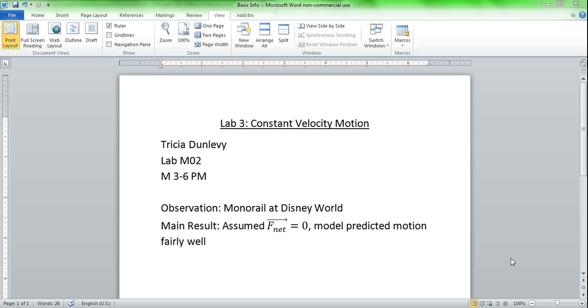For my lab of constant velocity motion, I chose to observe the monorail at Disney World on my vacation last weekend. And in the use of computer models, I used Newton's second law to assume that the F net was equal to 0. So my computer model ended up predicting the experimental motion fairly well.